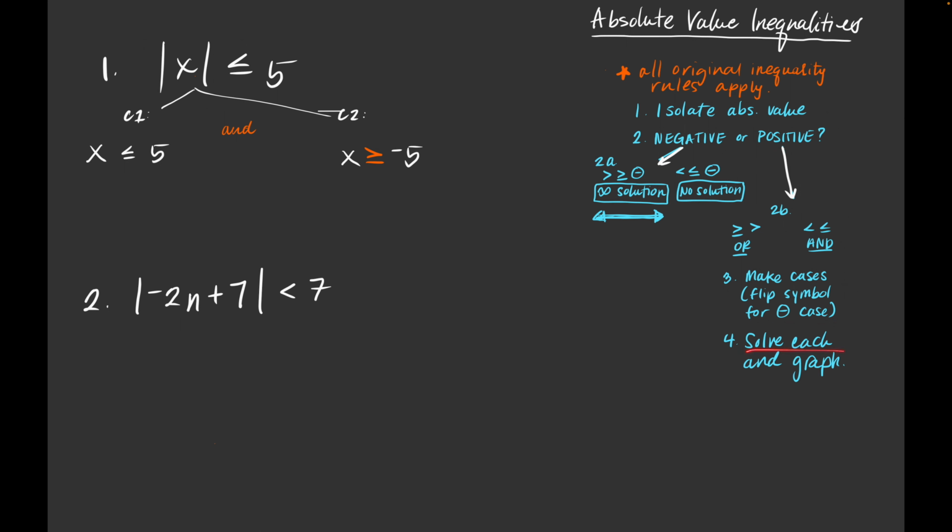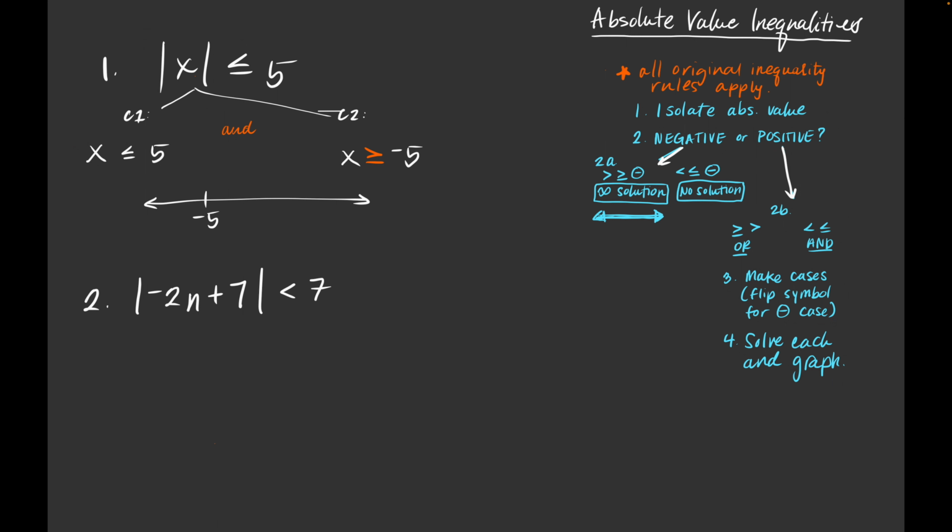We've made our cases, we have flipped the symbol for our negative case, just like our steps say to, and now we're going to solve each and graph. If we look at them, they are already solved. My x is already by itself. They've already been solved. How nice for us. Our case is that easy. So I can just go straight into making our number line and plotting our points.